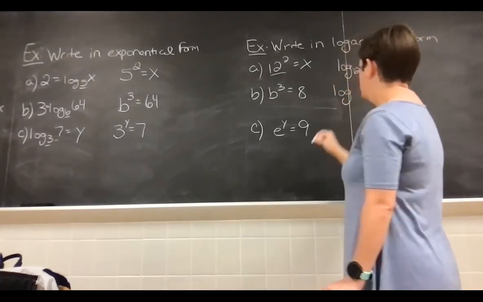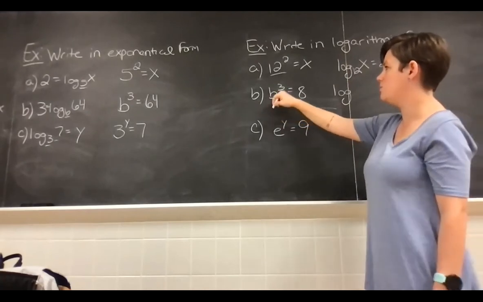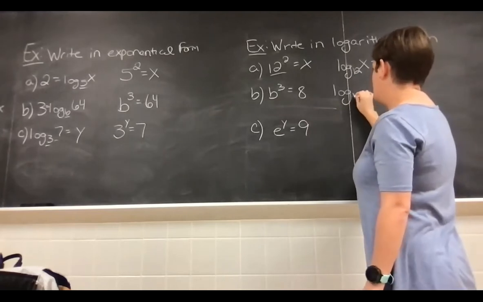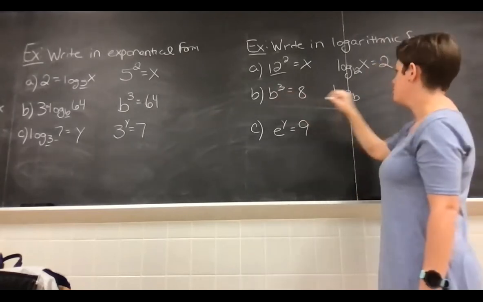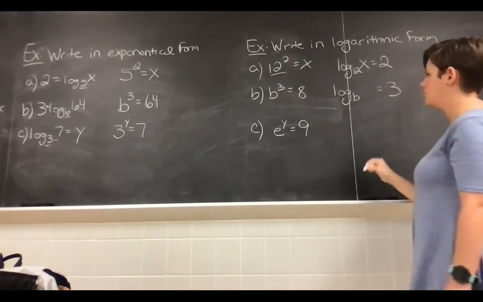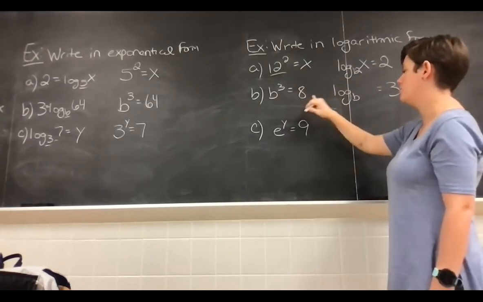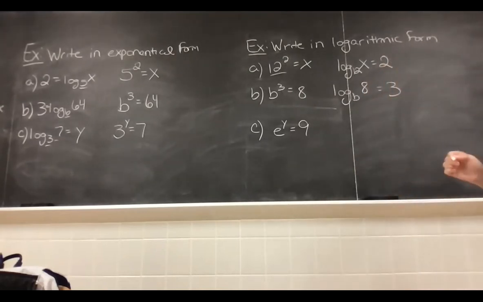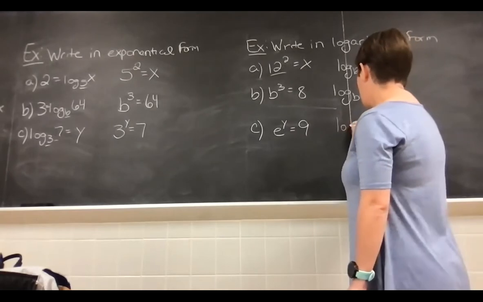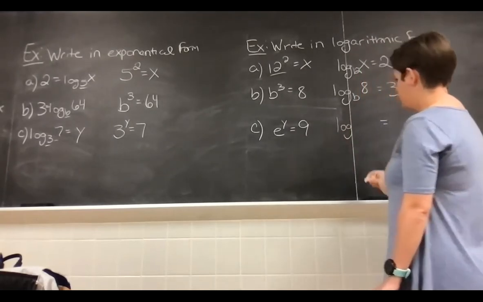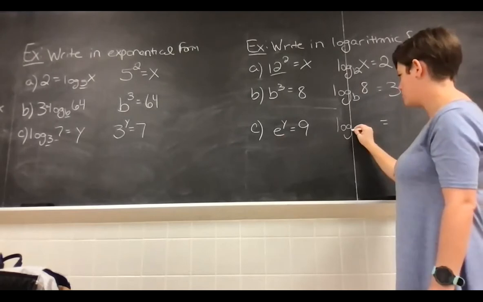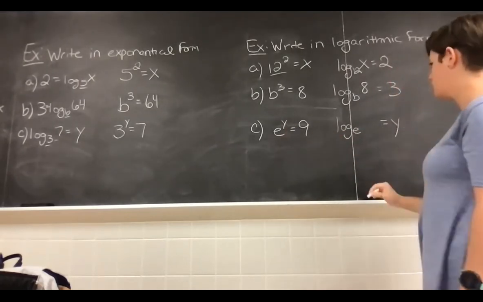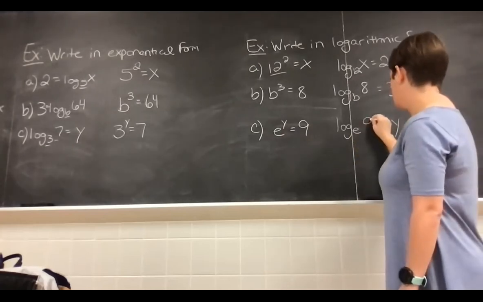So for B, we have b to the third is 8. The base is still the base of my log, which is b. The answer became the exponent, so that was the 3. And the new answer, the answer on my exponential, is what's inside my log. Log base stays, so it's log base e. The answer became my exponent, so that was y, and then the answer over there becomes inside.